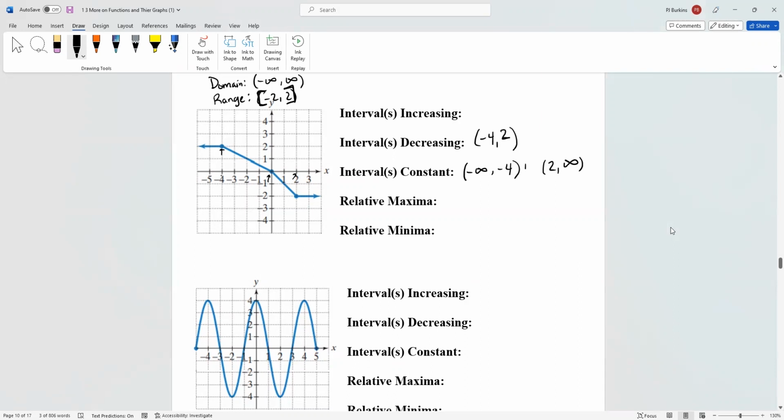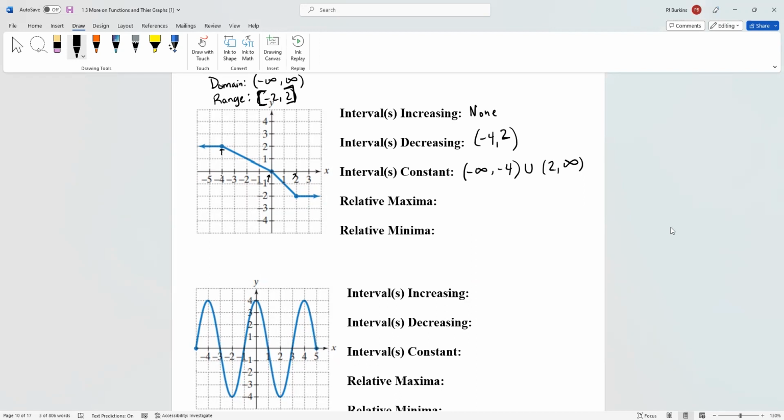And so I need a union here. All right. So again, you should see that we pick up all of our domain, right? Minus infinity to -4, -4 to 2, 2 to infinity. And that's everything, right? That goes from minus infinity to infinity. Now, if we've taken the entire domain, that means there's no area where this is increasing, and that should be evident by the graph.